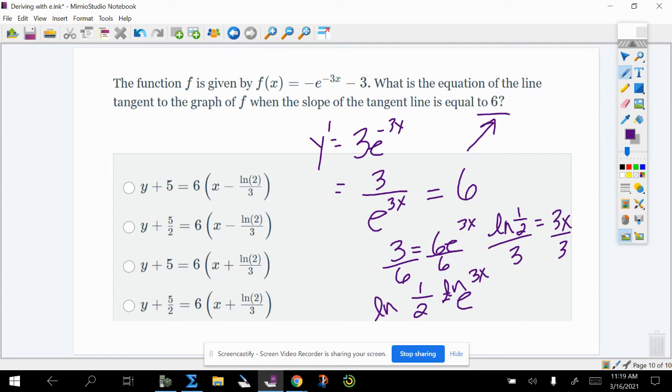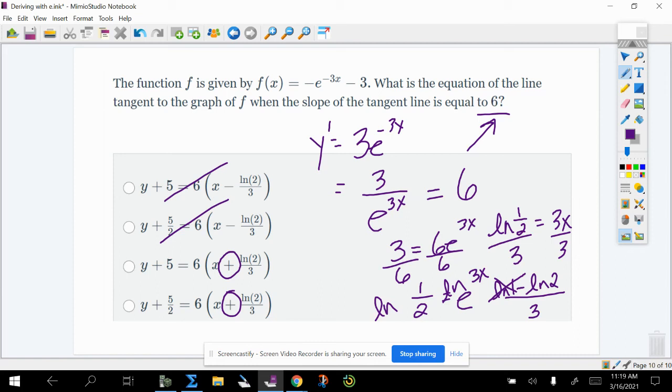So you'll notice all of them have natural log of 2, not natural log of 1/2. Here's what they did. They broke that natural log of 1/2 into the natural log of 1 minus the natural log of 2, basically using a very simple logarithm property. The natural log of 1 is 0. So you end up getting an x value of negative natural log of 2 over 3. So it is negative, which means it's going to actually make it positive here when I do x minus the x value. So it's either the third or the fourth one.